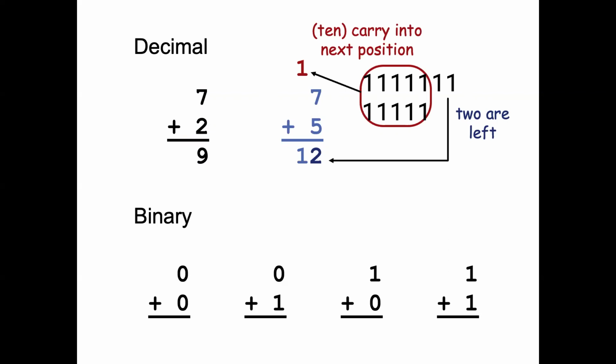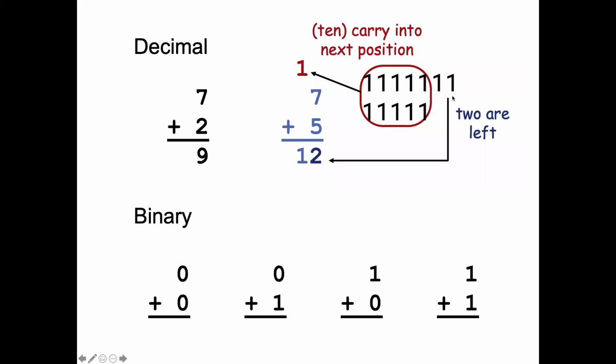So the way you handled this in base 10 from elementary school is we take 10 of that result and carry it into the next digit position, the next place value, which is worth 10 times as much anyway. And we just keep what's left over. In this case, 7 plus 5 is equal to 12, we carry one 10 into the next digit, and we keep 2 for the lower order digit.